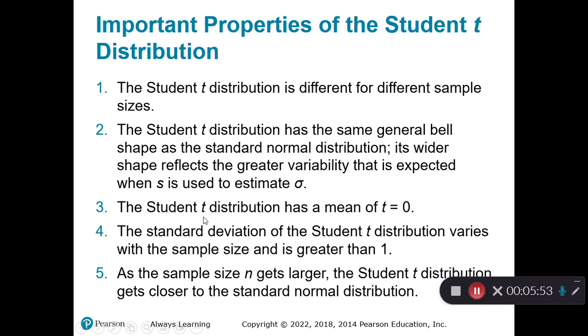Just as with the standard normal distribution, the mean of any t-distribution is 0, and the standard deviation, however, is greater than 1, and it is going to vary depending on the sample size. However, the larger the sample gets, the more the t-distribution will resemble the standard normal distribution. So the t-distributions get less and less wide and more like the standard normal curve as the sample size increases.